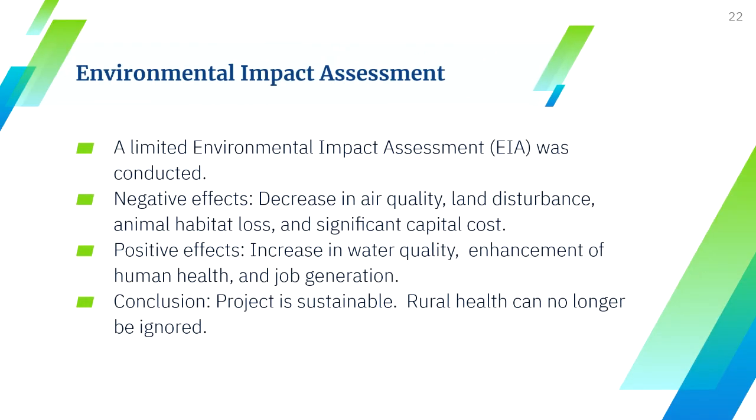For our project, we also conducted a thorough environmental impact assessment of our combined distribution system. First, we had to screen to determine what kind of impact assessment was required, and it was determined that a limited EIA would do. Our EIA investigated all the negative effects that the distribution system could cause, such as decrease in air quality, land disturbance, habitat loss for animals, and capital cost. We also analyzed the positive impacts, such as the increase in water quality, enhancement of human health, and job generation. We quantified all these effects and determined whether the project was deemed sustainable.